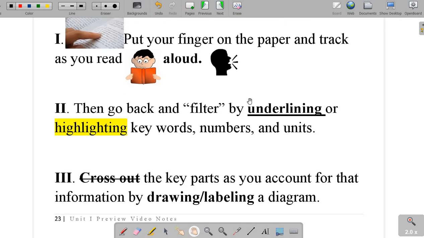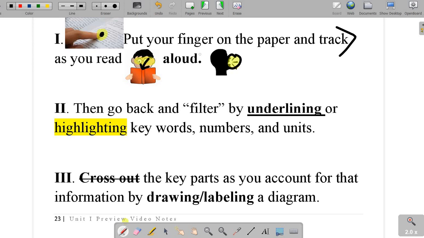This is what I mean by reading with 3 body parts 3 times. Reading with 3 body parts means you're going to put your finger physically on the paper as you read. You will read, of course, with your eyeballs looking at the paper, and your lips will move at the same time. That's 3 body parts right there. Finger on the paper, eyes on the page, lips moving, saying the words.